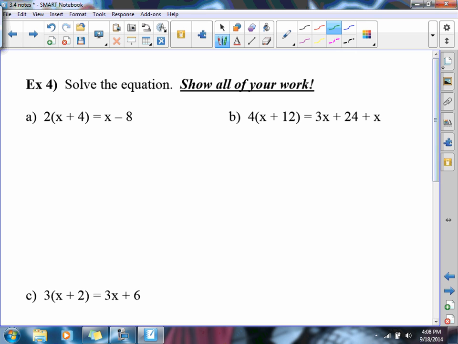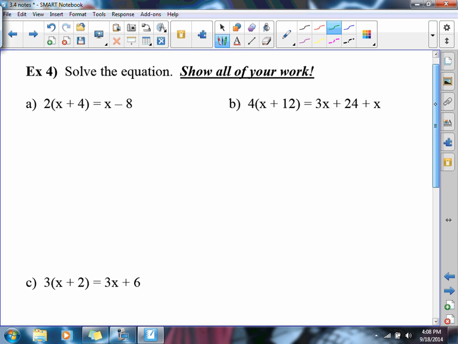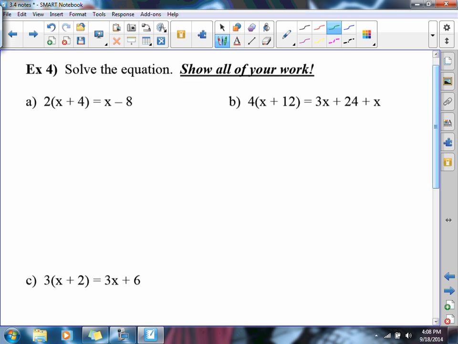Okay, so now for example 4, I believe these are our last examples. These have a little bit of distribution in them. And so now we're going to see if we have to do all of those steps that were at the beginning of the notes, where we have to distribute, maybe change some signs, combine like terms, and then get all the numbers on one side and all the variables on the other, so we can solve.